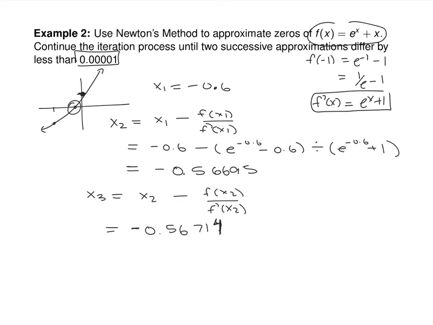And comparing x2 and x3, how many of the digits match now? 2. Okay. And we need 1, 2, 3, 4 of them to match, and the fifth one to be less than 0.1 away. But here's kind of crazy. x4, when you find that, you also get negative 0.56714. That's the repeating part.